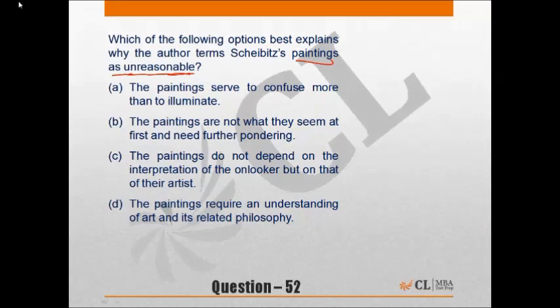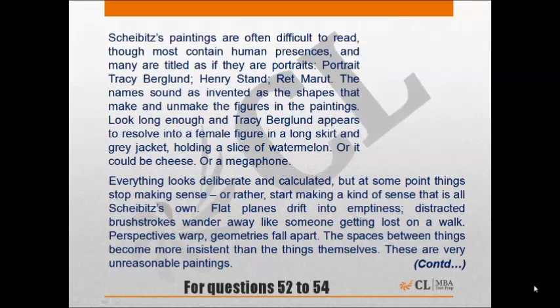Let's go to the questions now. Question 52. Which of the following best explains why the author terms the paintings as unreasonable? Let's go back to the passage. The word unreasonable is given in the initial part of the paragraph. It says these are very unreasonable paintings. Now let's quickly have a look at the first 2 paragraphs.